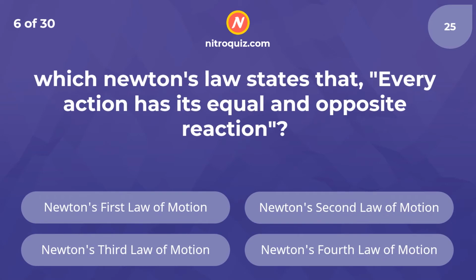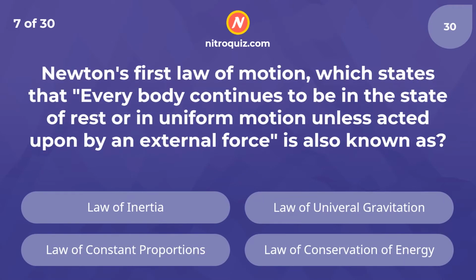Which Newton's law states that every action has its equal and opposite reaction? Answer is Newton's third law of motion. Newton's first law of motion, which states that every body continues to be in the state of rest or in uniform motion unless acted upon by an external force, is also known as... answer is the law of inertia.